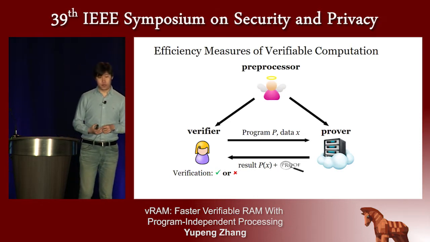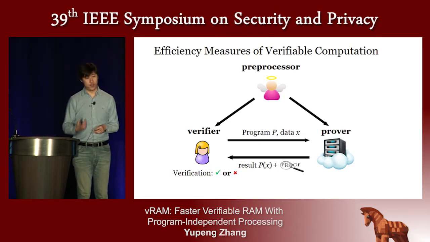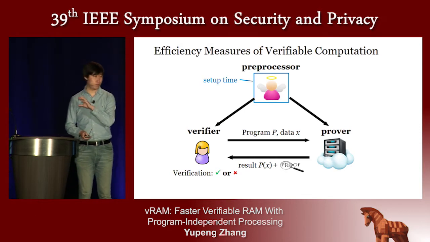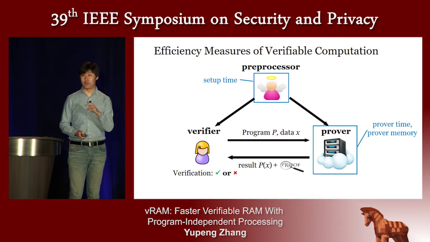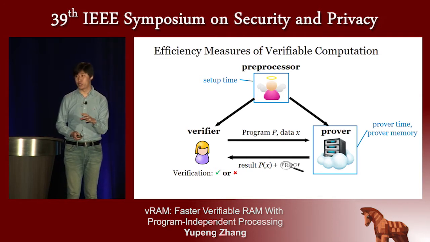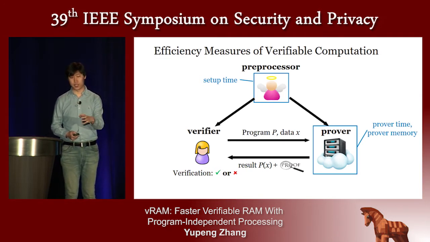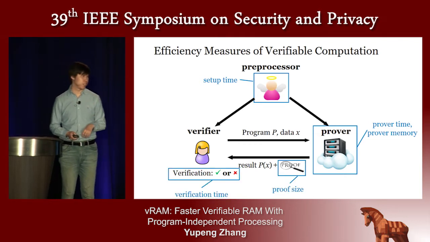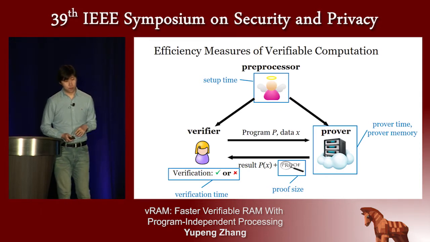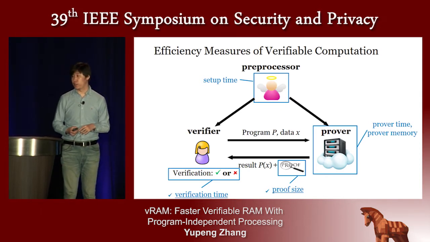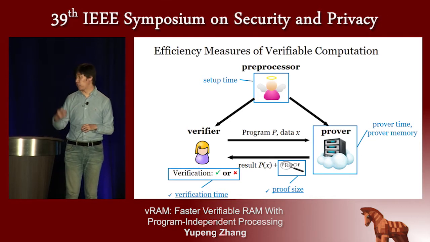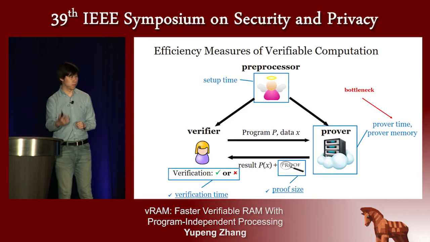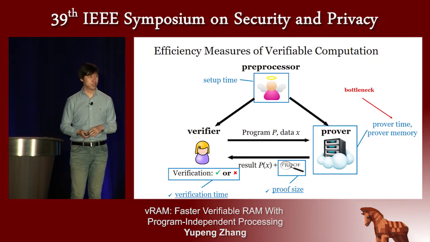In verifiable computation, we are interested in the following efficiency measures. First, we have setup time, which is the time for the preprocessing phase. And then we have prover time and prover memory, which is the overhead we introduce on the prover side to generate this proof. And then we have proof size and verification time. For your information, using existing techniques, we can already achieve very good verification time and proof size. But usually the bottleneck is on this prover time and memory usage.